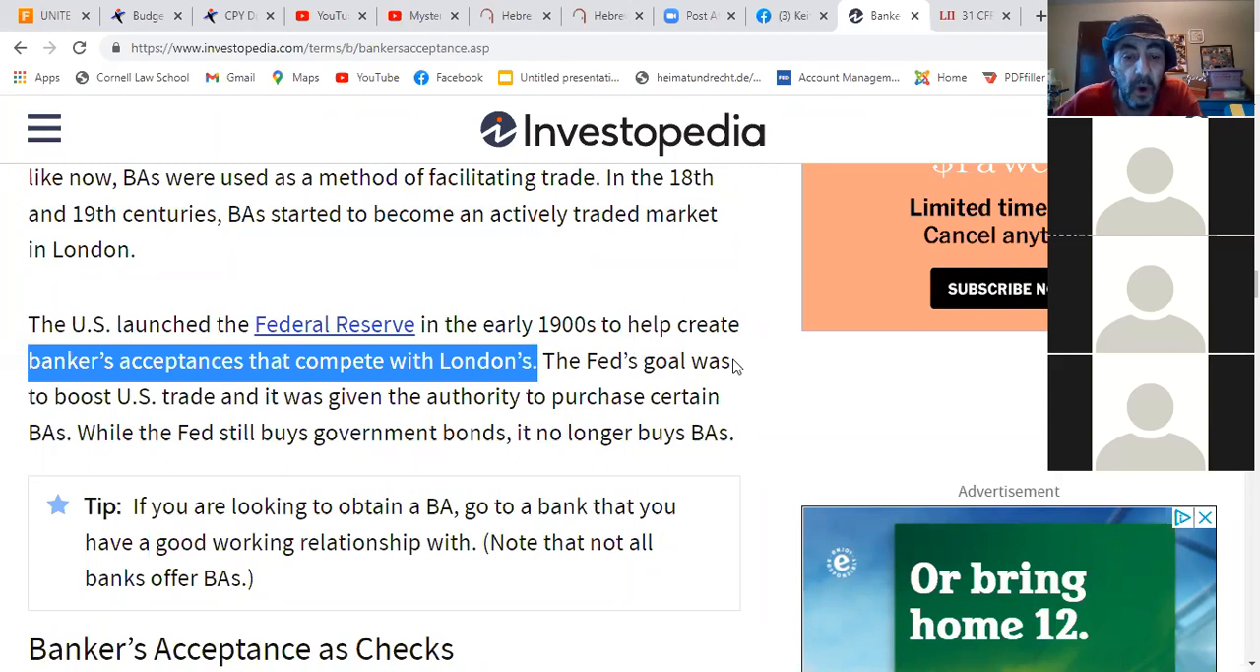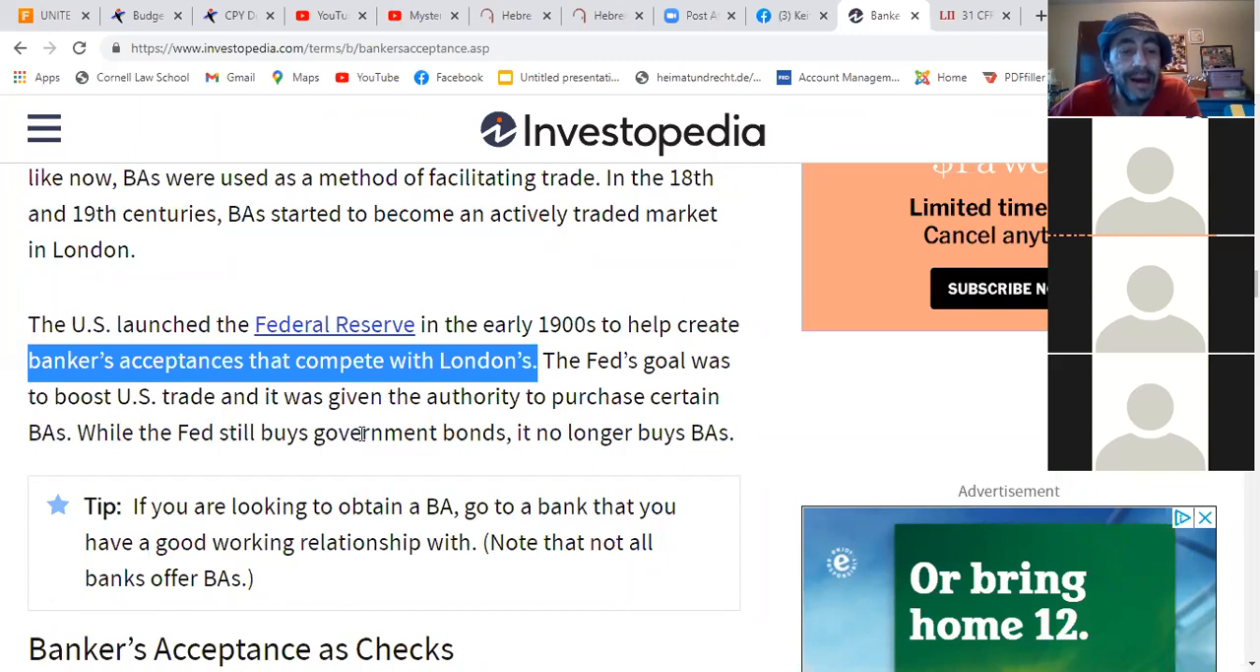The Federal's goal was to boost U.S. trade, not your trade. They had no reason to even include you in their contract. None. And it was given the authority to purchase certain bankers' acceptances. Where was it given this authority? In and amongst themselves only.